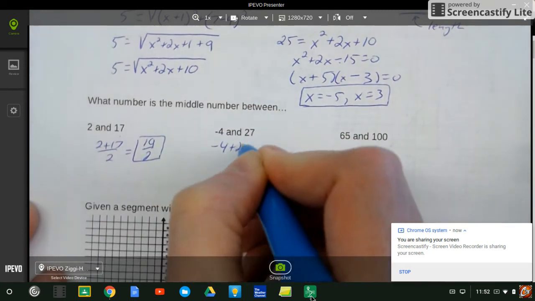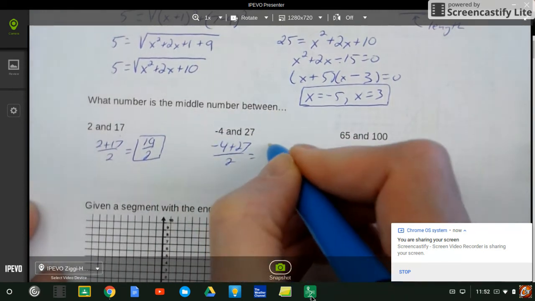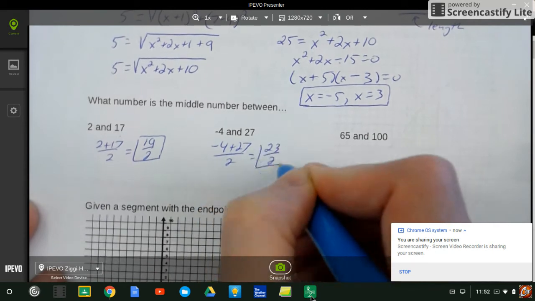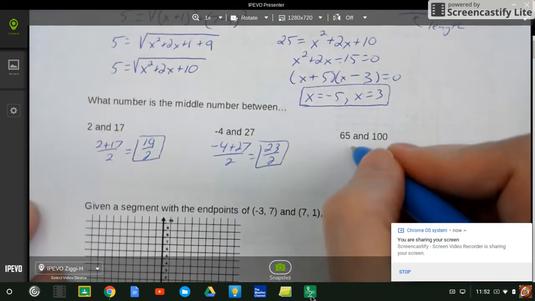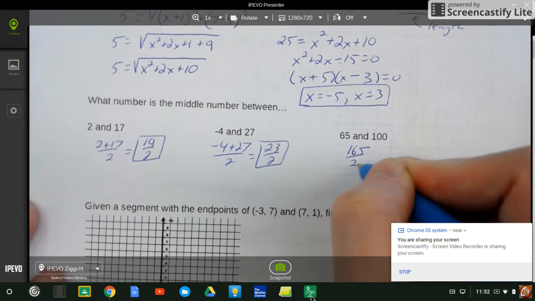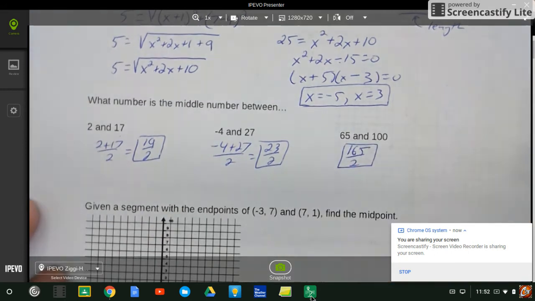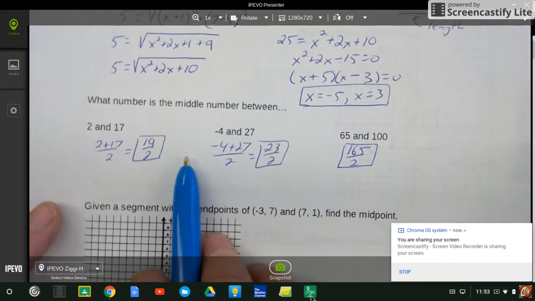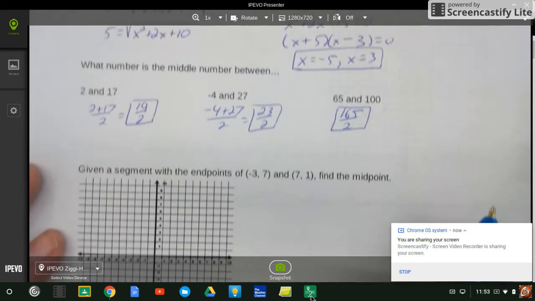Negative 4 plus 27 over 2. So that's 23 over 2. There's the middle number. Okay, this one, 165 over 2. There's the middle number. Since that works with any two numbers, it also works with coordinates.